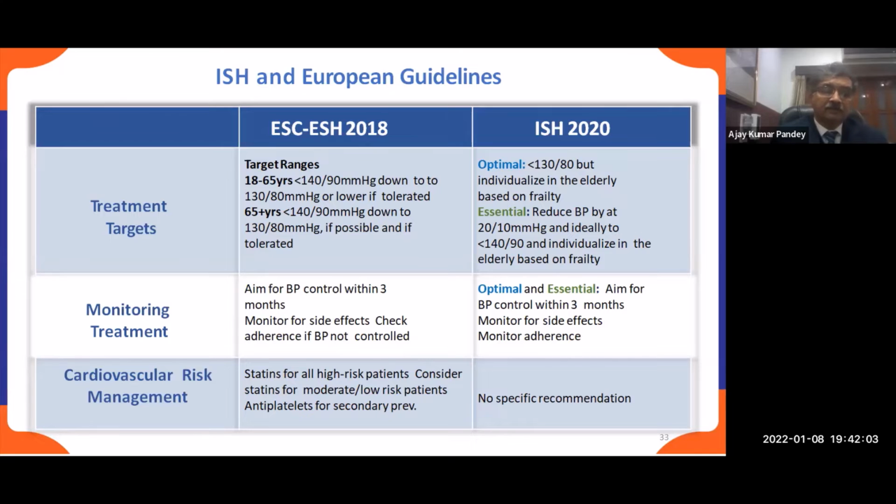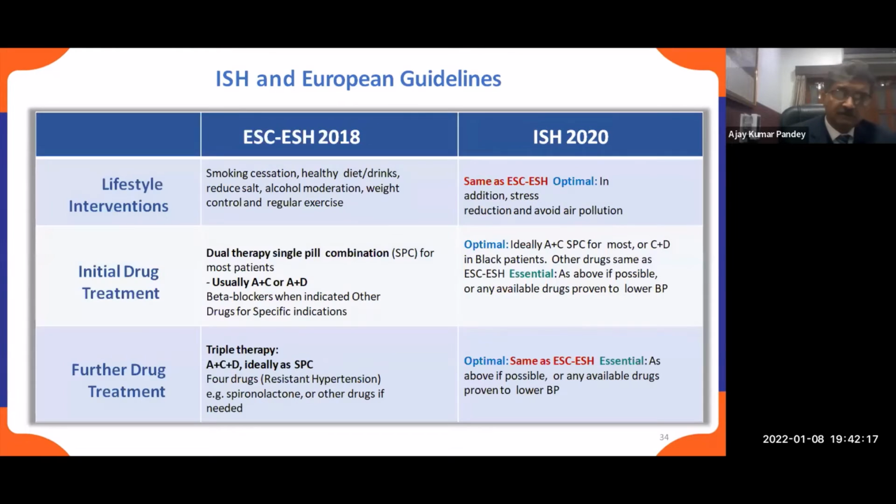So European Society says that statins for all high-risk patients, consider statins for moderate to low-risk patients, and antiplatelets for secondary prevention. Aspirin only for people who already have an acute coronary syndrome, stroke, peripheral vascular disease. Lifestyle intervention is required for both. What are those lifestyle interventions? Smoking cessation or stoppage of tobacco, healthy diet, drinking habits, reduce the salt intake, alcohol moderation, weight control, and regular exercise. These are important.